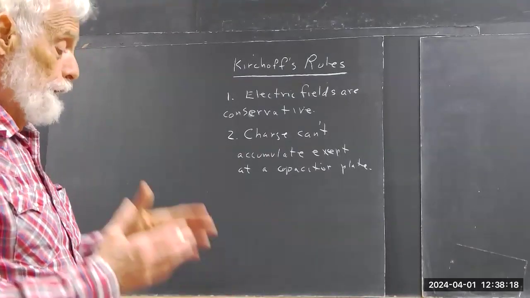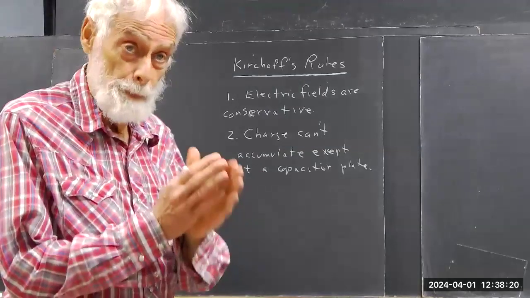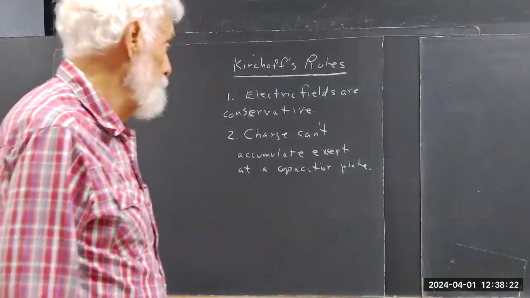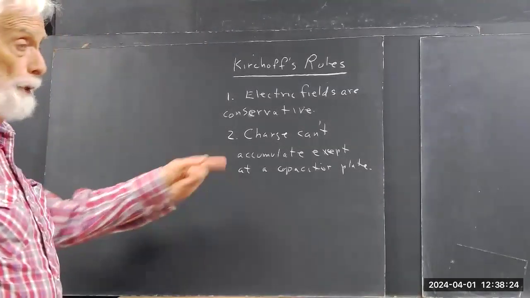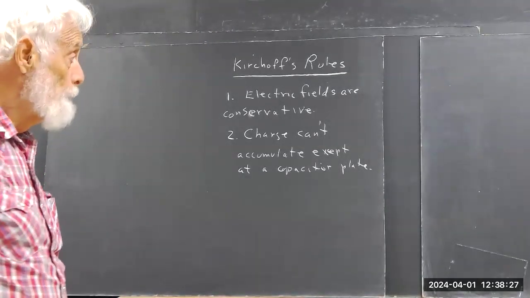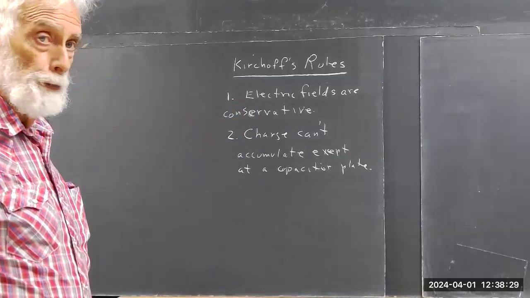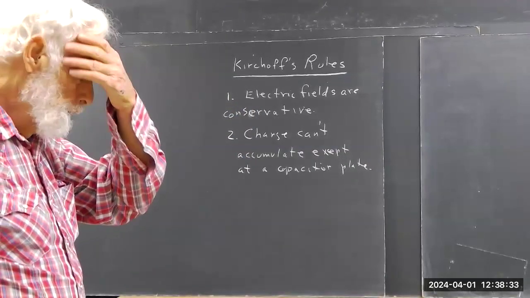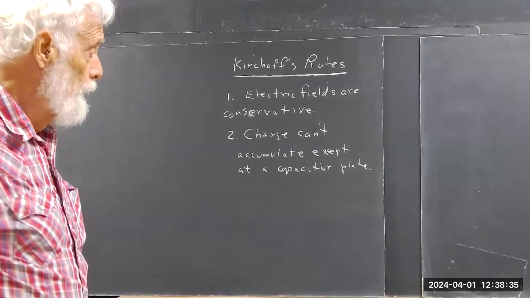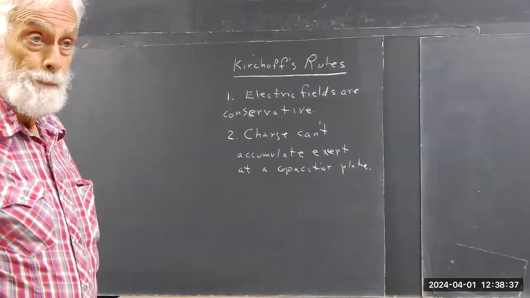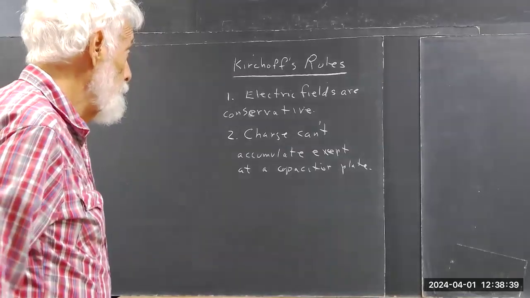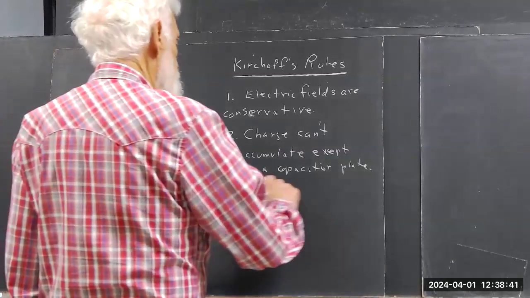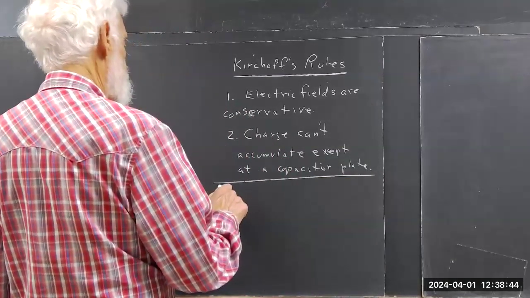Another way you can accumulate charge at two places is a capacitor. We've talked extensively about that. You really want to understand that. The other is that electric fields are conservative. Now, that's not usually the way Kirchhoff's rules are explained, but that's it. But let's see how that applies to circuits.